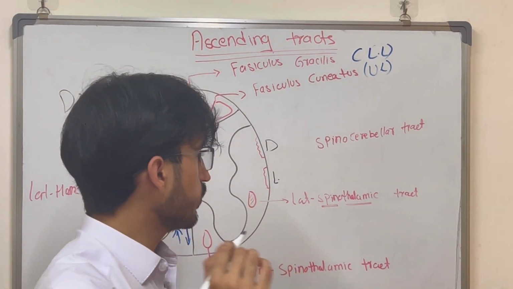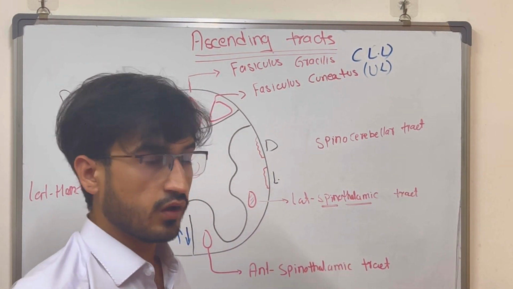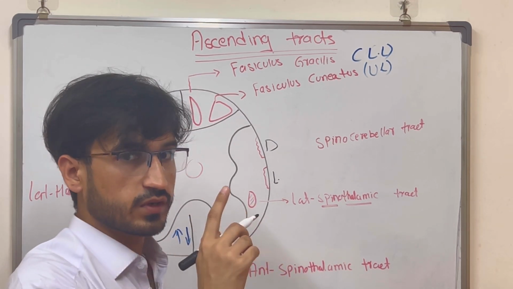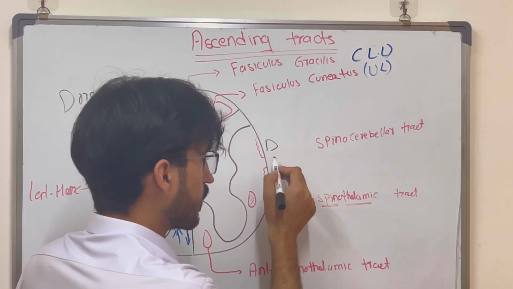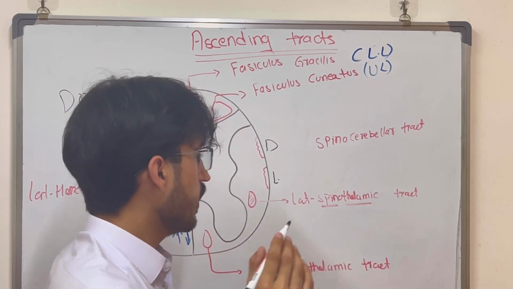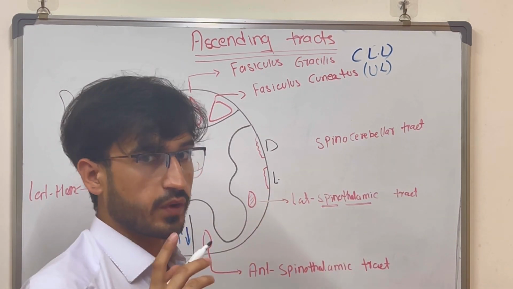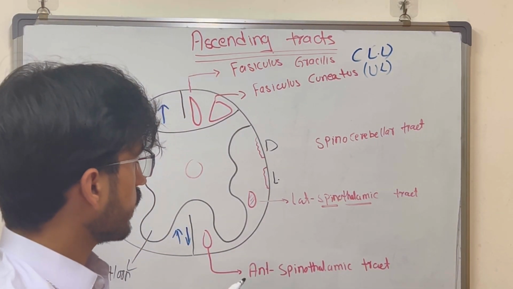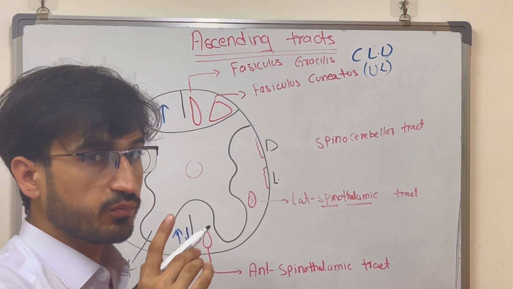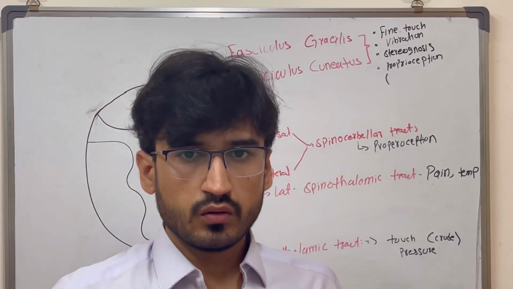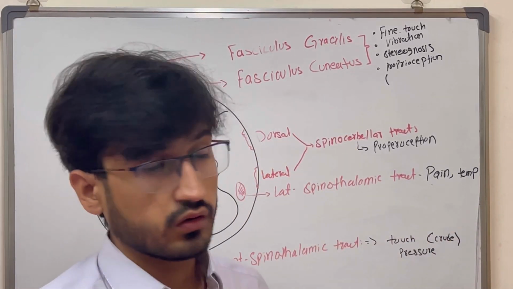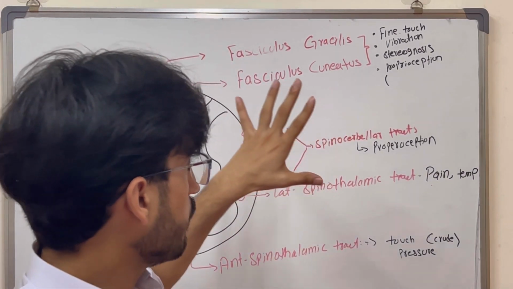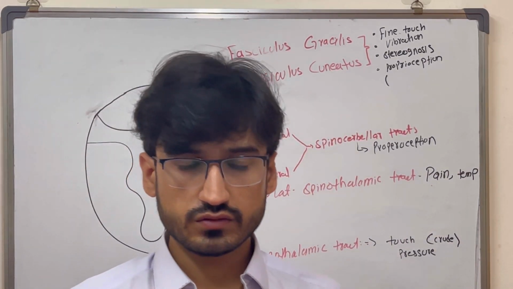Then there are the spinocerebellar tracts. One is present on the dorsal side and one is present on the lateral side. That's why one is called the dorsal spinocerebellar tract and the next one is the lateral spinocerebellar tract. So these are all the ascending tracts. Now I am going to talk about them one by one in detail, but before that, first of all I would like to share the basic function of these ascending tracts.